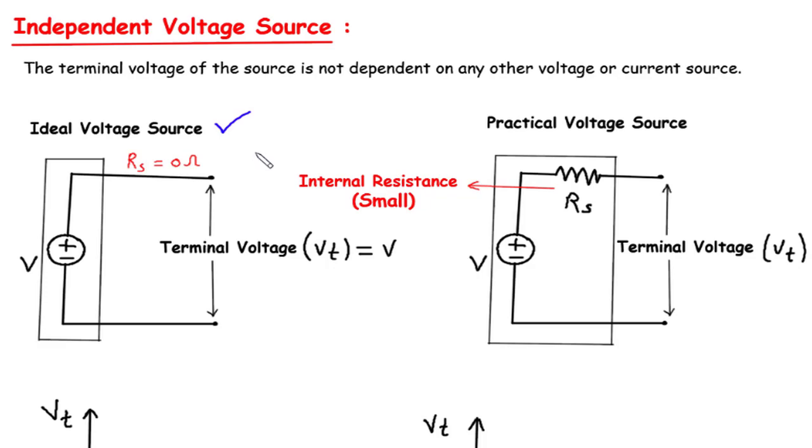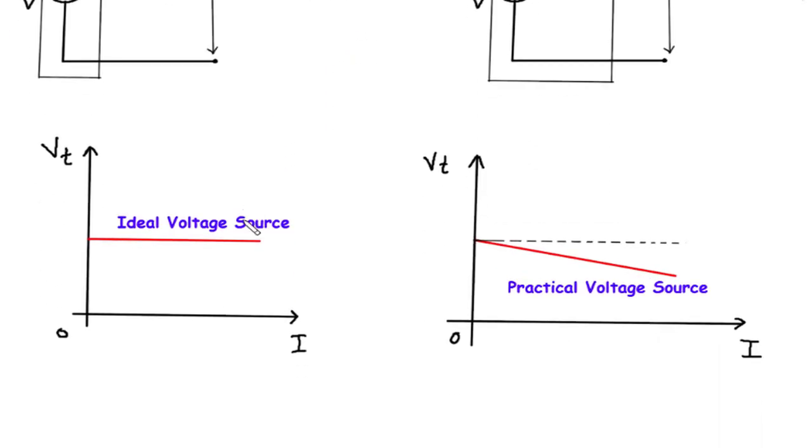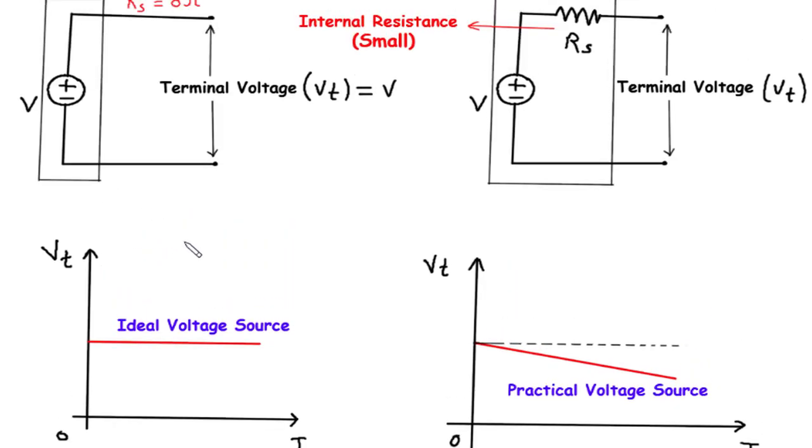It is considered ideal because it provides a constant voltage, V, across its terminals, regardless of the current flowing through it. Additionally, an ideal voltage source has zero internal resistance, Rs. In the characteristics graph of an ideal voltage source, we plot the current, I, along the x-axis and the terminal voltage, Vt, along the y-axis. Since the internal resistance is zero, the terminal voltage remains constant regardless of the current flowing through the source.